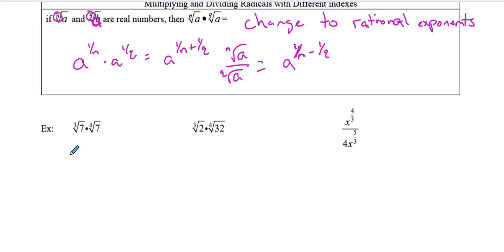All right? So let's switch this into 7 to the 1 over 3 times 7 to the 1 over 4. My common denominator would be 12, so that gives me 7 to the 4 over 12 times 7 to the 3 over 12. That's going to be 7 to the 7 over 12, right?